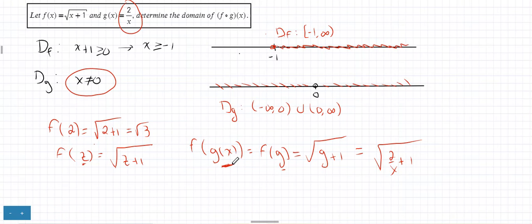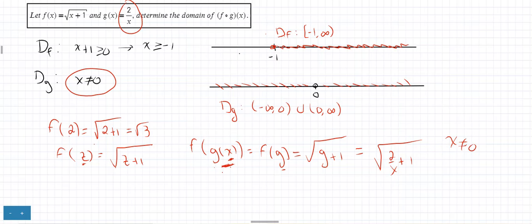Let's first look at what's happening here. When we're taking f of g of x, we're first plugging in a value for x into g. That's what we're doing. So let's remember, we can plug in any number inside of g except 0, right? So right away, we know that the domain of f of g will be excluding 0. So let's put x cannot equal 0 here.